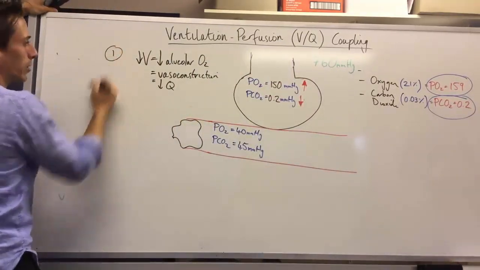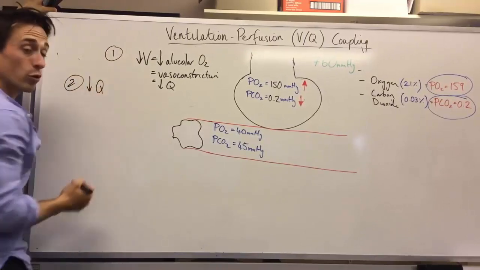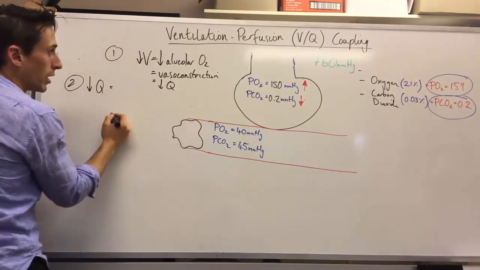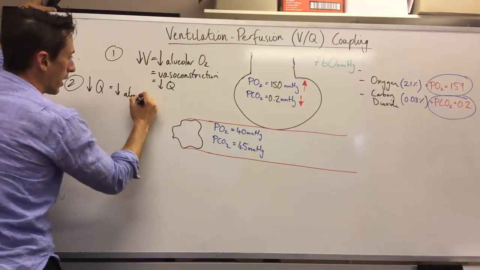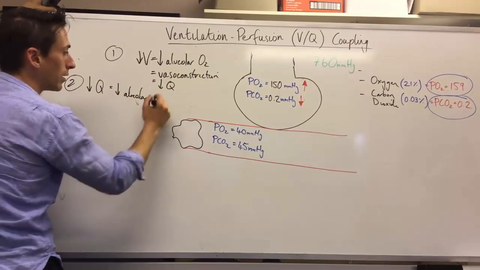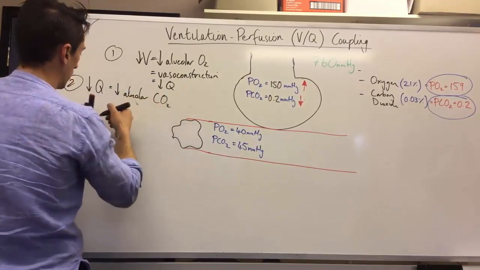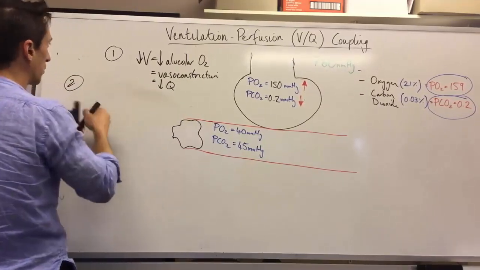So that's the first point. Second point is that a drop in perfusion resulted in a drop in alveolar CO2. Let's change colours so that you don't get it confused with this one.